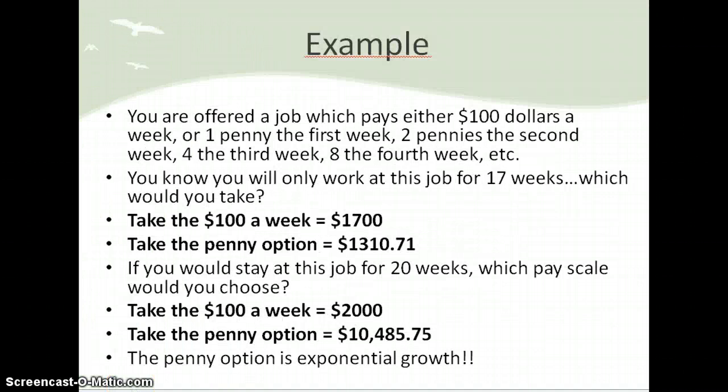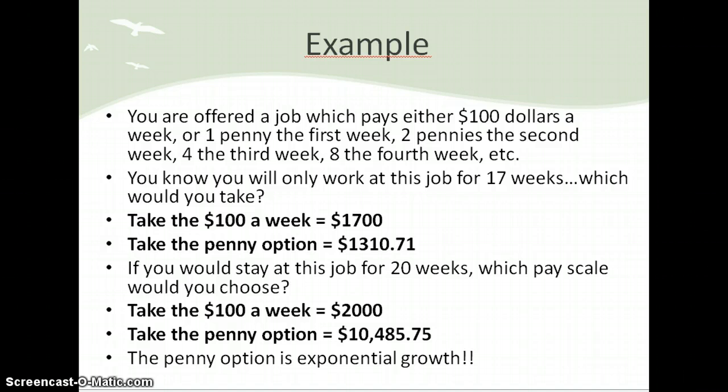Wouldn't it be wonderful if our money in the bank grew exponentially? I'll take this example. Let's say you're offered a job which pays either $100 a week or 1 penny the first week, 2 pennies the second week, 4 the third week, 8 the fourth week, and so on. You know you will only work at this job for 17 weeks. Which offer should you take?